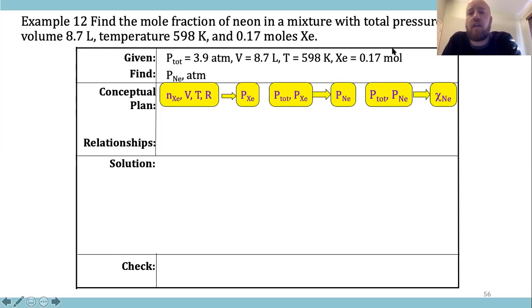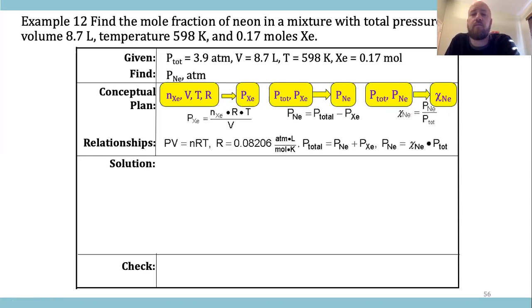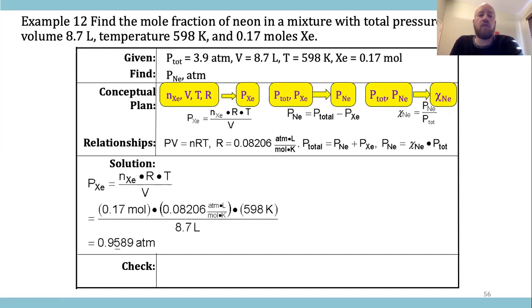So this particular approach looks at, given the moles of xenon, the temperature, the volume, and R, we can calculate the partial pressure of xenon. If we have the total pressure and we have the partial pressure of xenon, then the remaining gas must be the neon. And so we can also then calculate the mole fraction, okay?